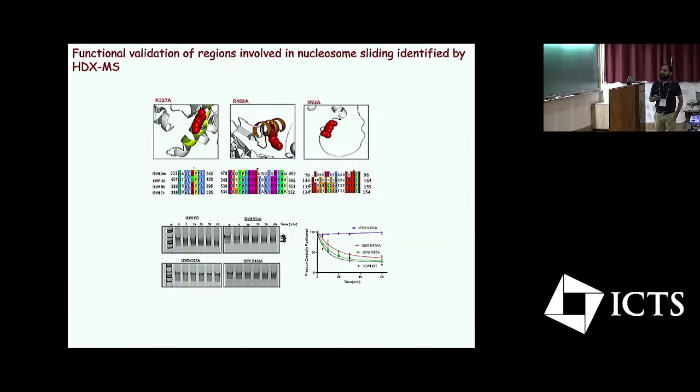So as you can see, we then did these sliding assays. Surprisingly, this mutation almost rendered it completely dead. And there's another mutation, in another helix, which is sort of binding towards the DNA. So it also significantly decreases the activity of the enzyme, while another mutation, although it had a conserved residue again, when we mutated it, it didn't have much effect on the nucleosome sliding.